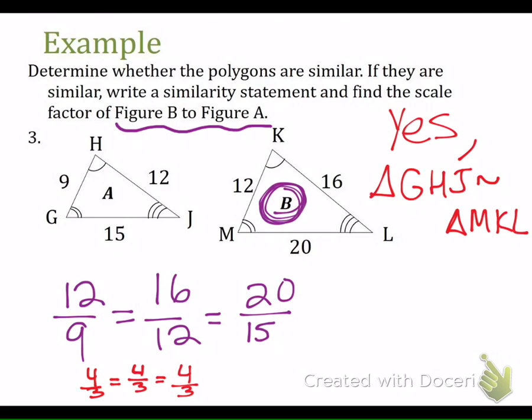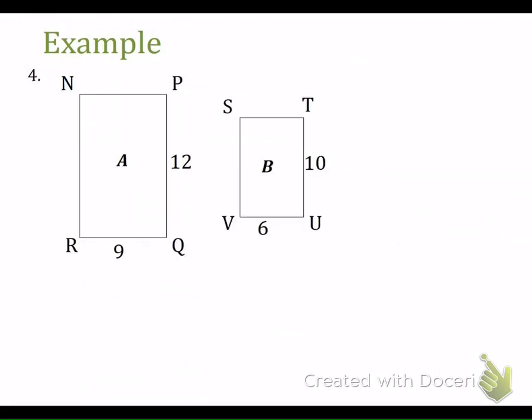So what is my scale factor? The scale factor is the reduced ratio of the sides. They all reduce to what? 4 over 3. So there are 3 answers here. Yes, our similarity statement, and the scale factor, which is 4 over 3. So again, my final answer, this guy needs to be on top because I'm asked to find the scale factor of B to A. So where do you guys want to start?